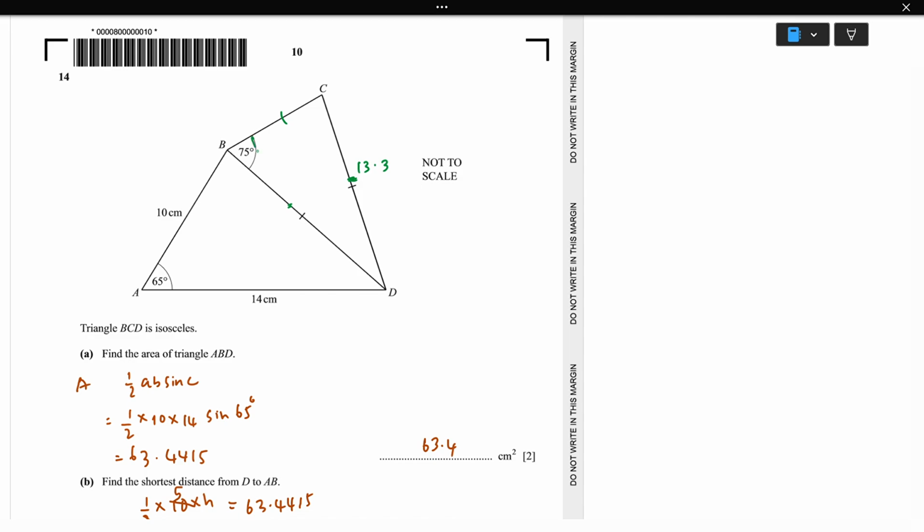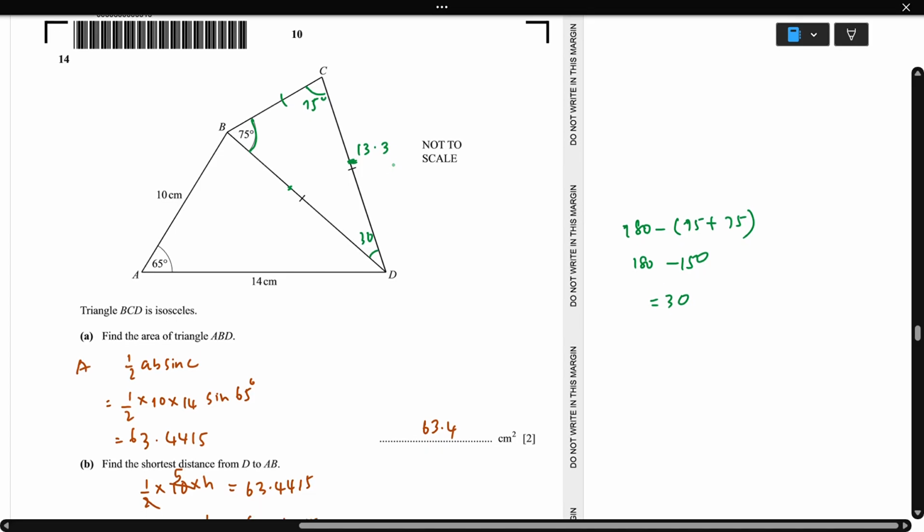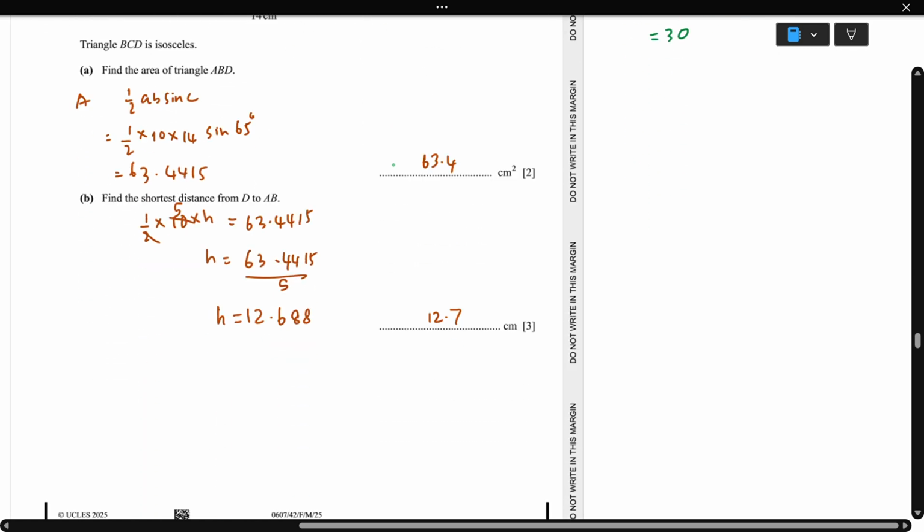Okay, so the next one, find the value of BC. Angle B is 75, so here also must be 75 because of the isosceles triangle. So 75 plus 75, and we can get this angle, which is 180 minus (75 plus 75), which is 180 minus 150, which is going to be 30 degrees. Now we can use the sine rule. One pair is there, angle B and its opposite side, so I can write 13.3 over sine 75.